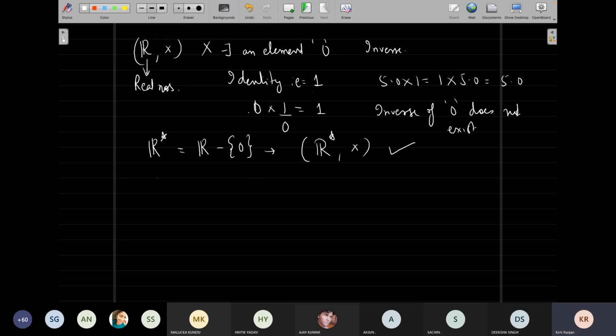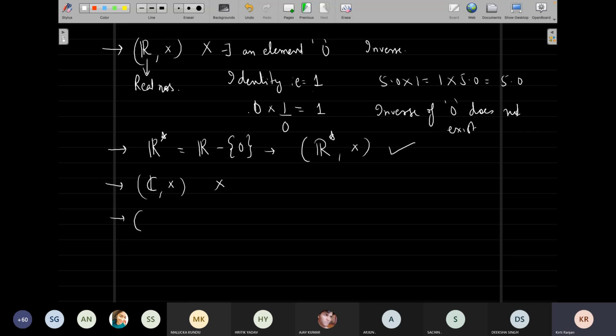Okay. What about C, complex numbers, under complex multiplication? Will this be a group? It shouldn't take that much time. Complex multiplication will have the same problem: 1 over 0 plus i0. It has the same problem of the inverse. So this won't be a group.